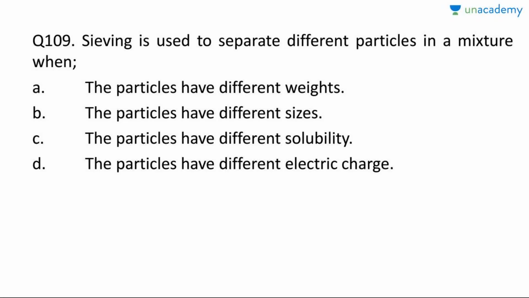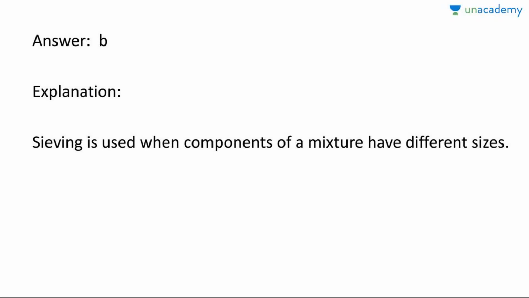Question number 109. Sieving is used to separate different particles in a mixture when. So basically, if you have different sizes, the sieve will have a size of pore. So the smaller particles will pass through the sieve, while the larger particles, which are usually the pollutants, will stay. So the particles which have different sizes can be separated by sieving. Filter paper basically. So sieving is used when components of a mixture have different sizes. So answer here is B.